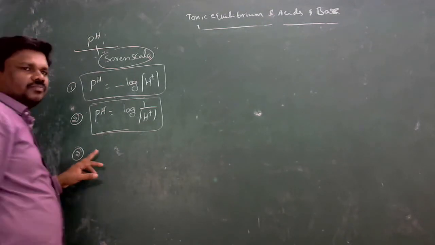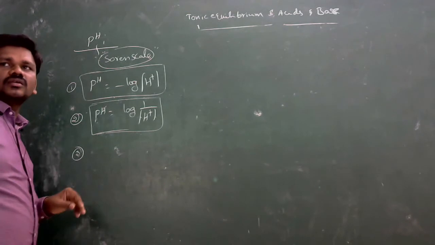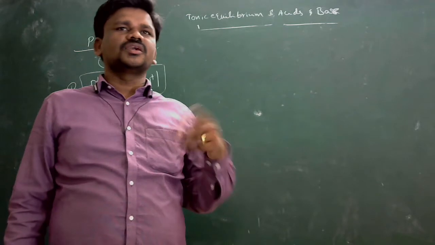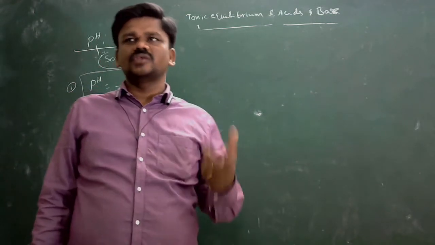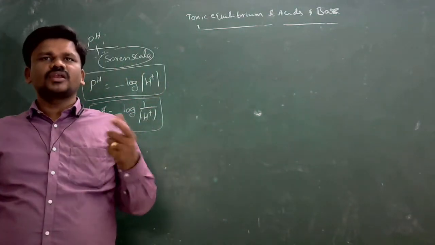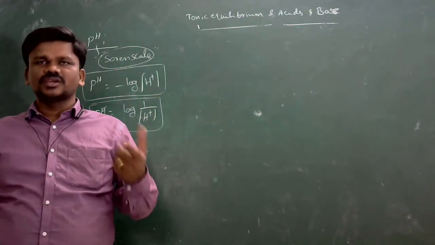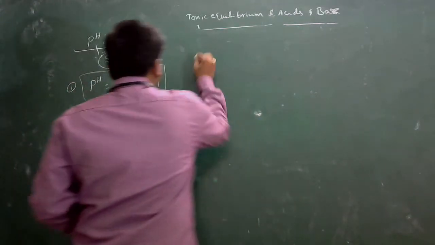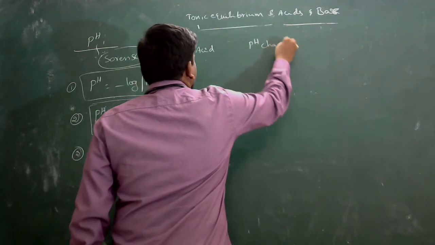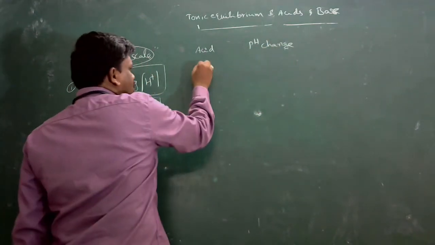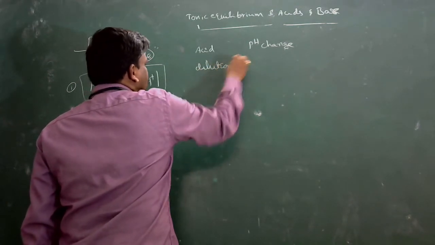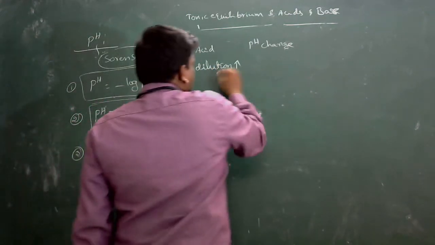In case of acid, for every 10 times dilution, the pH of an acid is increased by 1 unit. That means in case of acid, for every 10 times dilution, the pH is increased by 1 unit. Suppose, for example, acid and pH change: as dilution increases, pH increases.